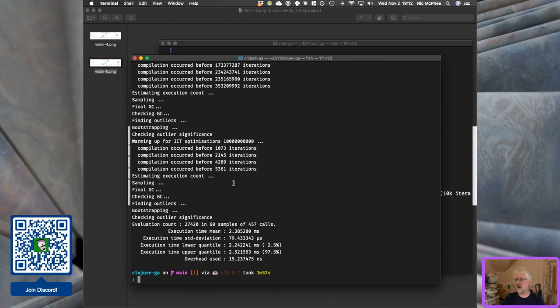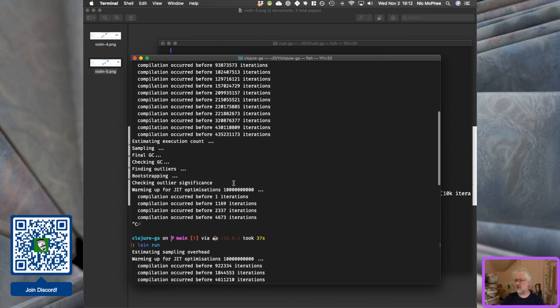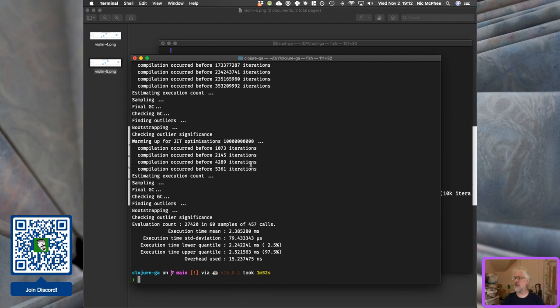This is using Criterion or Criterium. One of them is the Rust library. One of them is the Clojure library. They're both doing more or less the same thing, but in their respective languages. And I can never keep track of which name is which. This basically runs the code to create a population many, many times and does stats on it. And it says, hey, the mean time to create 100 individuals and evaluate them is 2.4 milliseconds.